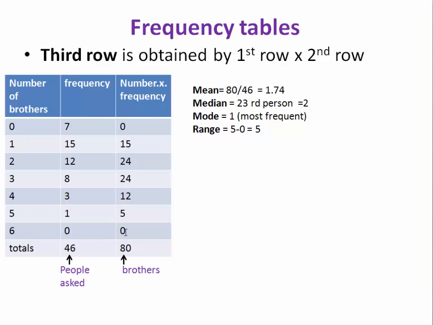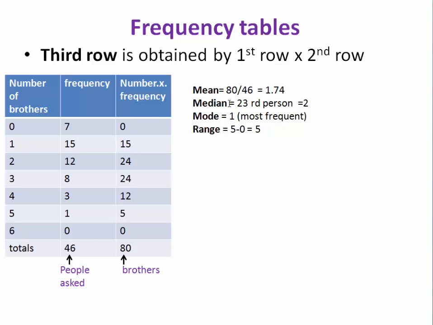We do that, and then this is the total number of brothers, so we have 80 brothers, and this is the number of people asked. Just going to go over what we mean by mean, median, mode, and range. So the mean is the average, so that's the total divided by the number of people asked. So the total brothers is 80. The number of people asked 46, 80 divided by 46, 1.74.